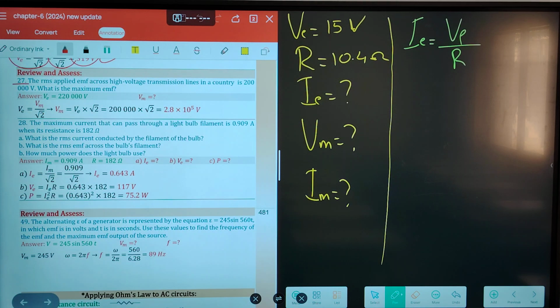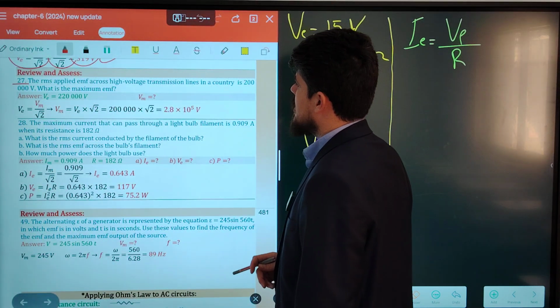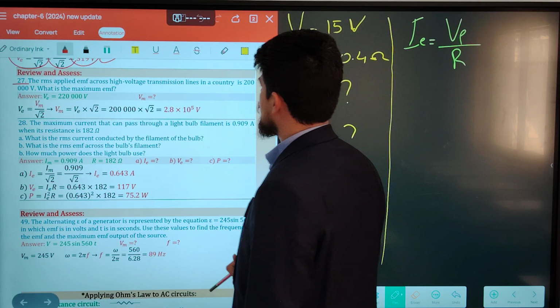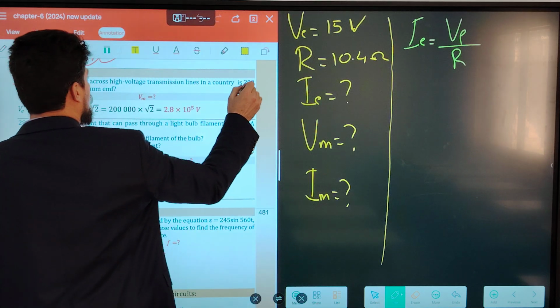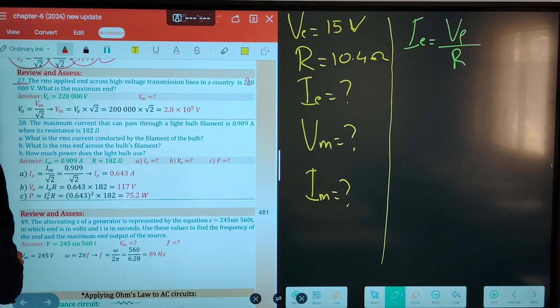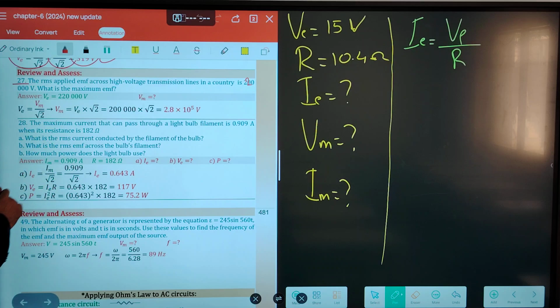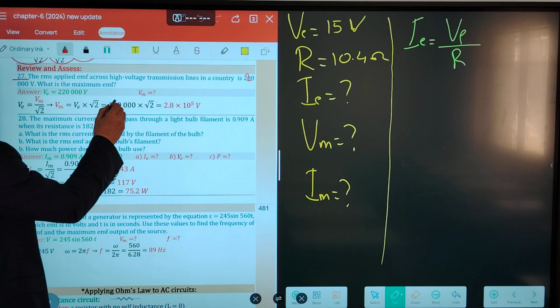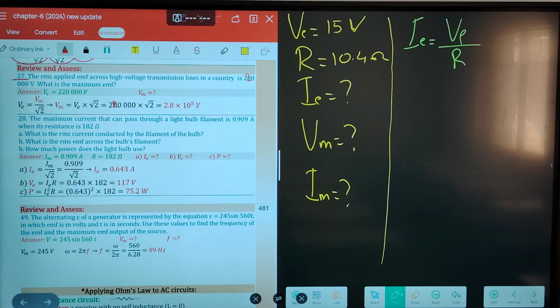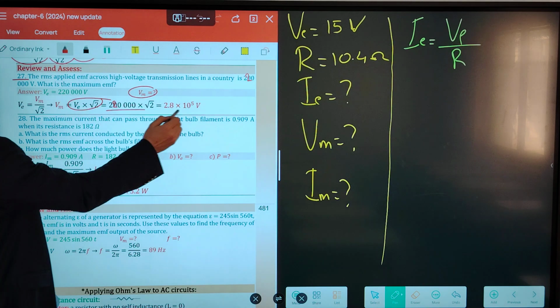Question 27. The RMS applied EMF across the high voltage transmission line is 220,000 volts. Okay, guys, this is 220,000. What is the maximum value? VM is equal to VE times radical 2.